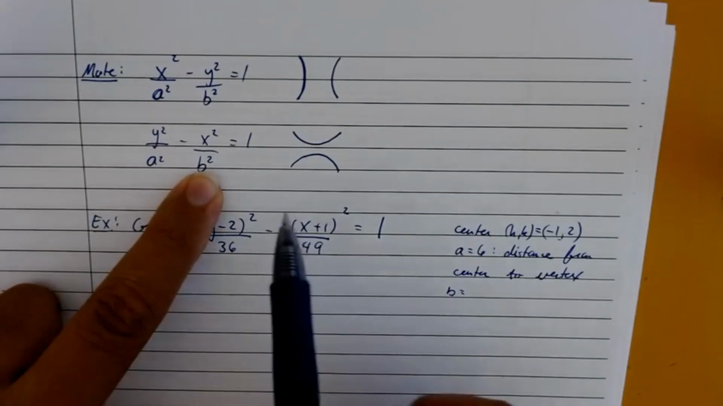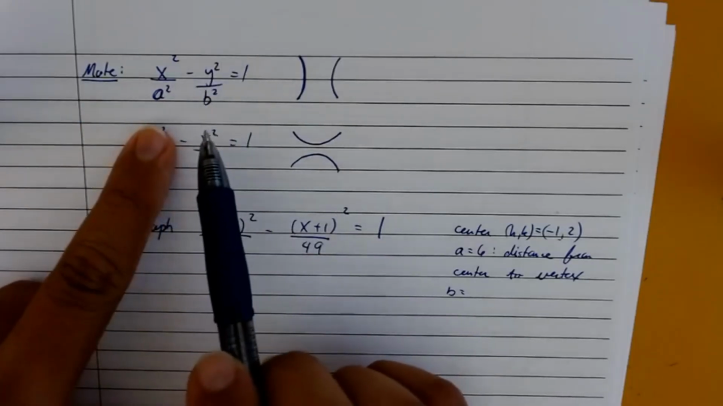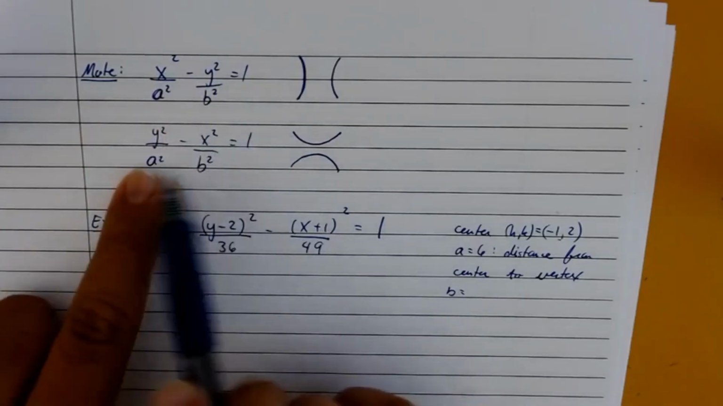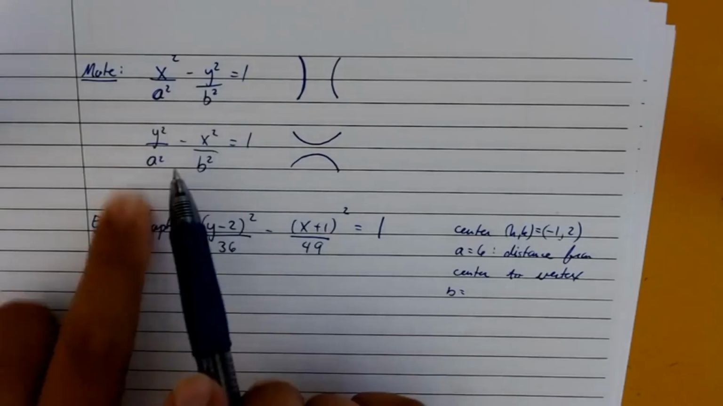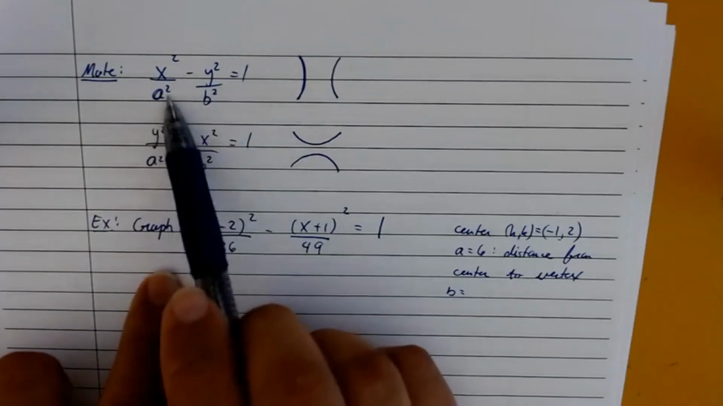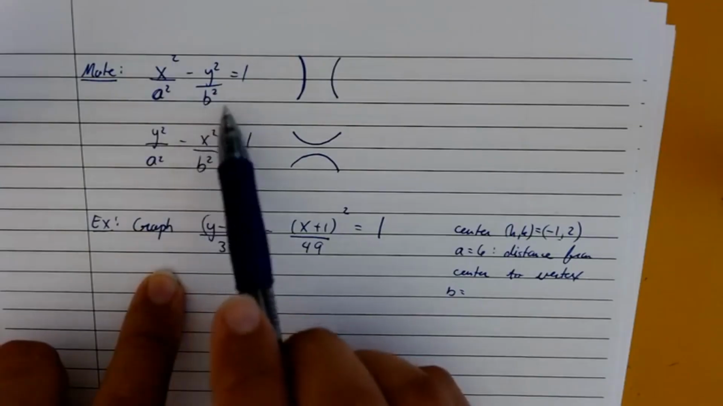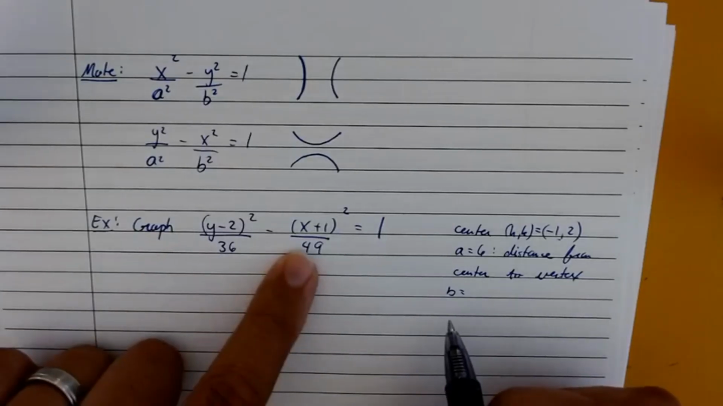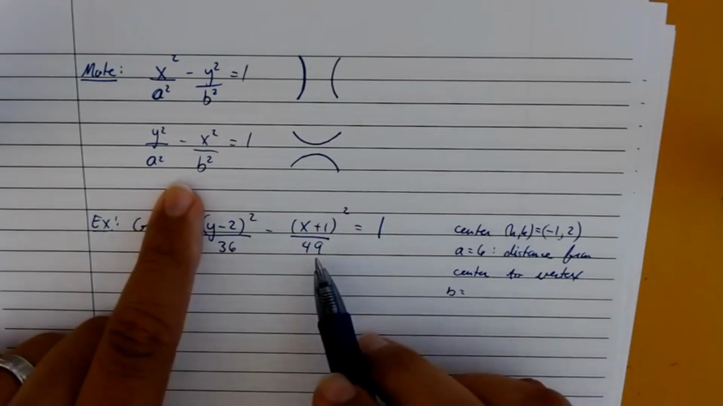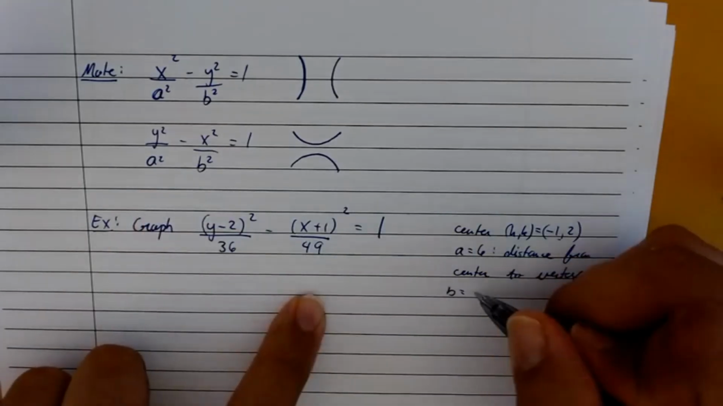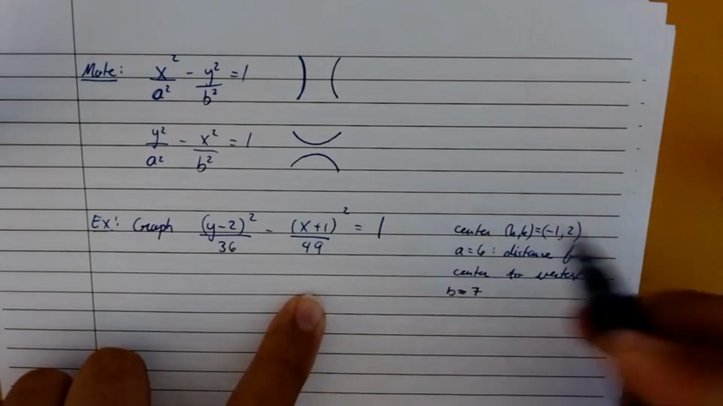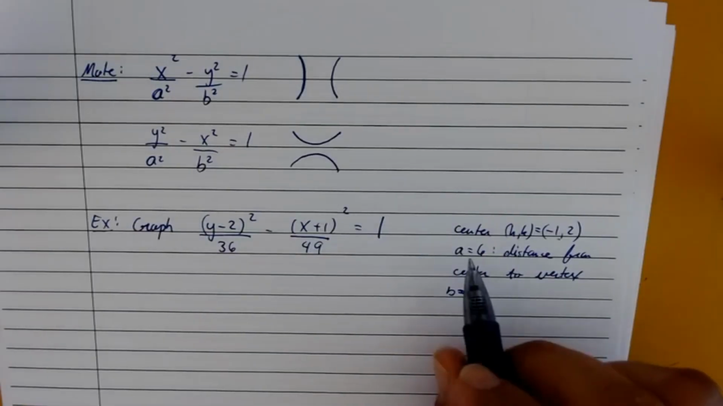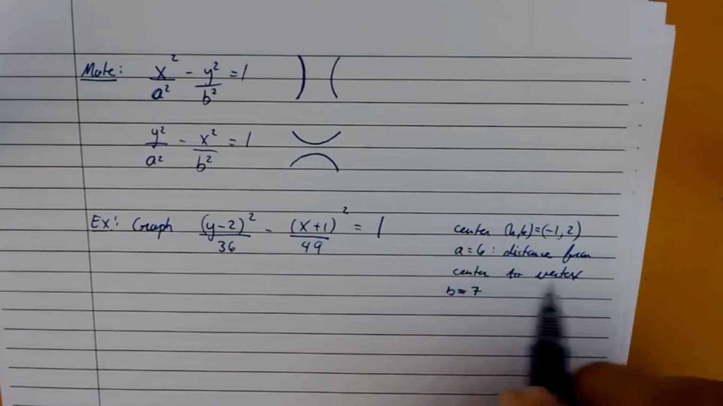Your b squared is going to be the denominator of the negative term. With an ellipse, switching around doesn't really make any difference because they're both positive, right? This plus this. But with a hyperbola, one is positive, one is negative. So your a will always be the denominator of the positive term. Your b will always be the denominator of the negative term. So here our b squared is 49, which means our b is just the square root of 49. In other words, 7.